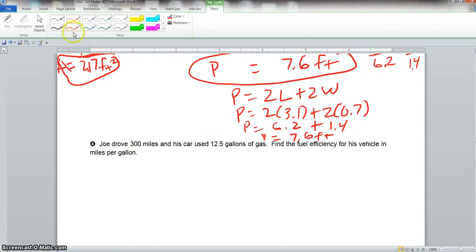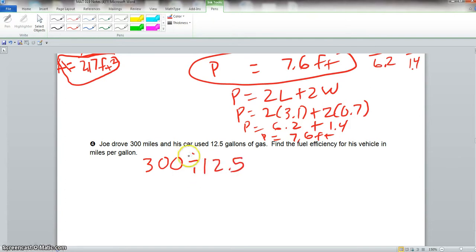Okay, class, picking up where we left off, we're on problem number 4. It says Joe drove 300 miles and his car used 12.5 gallons of gas. Find the fuel efficiency for his vehicle in miles per gallon. So, what we would take here is the amount that he traveled divided by how many gallons he has.